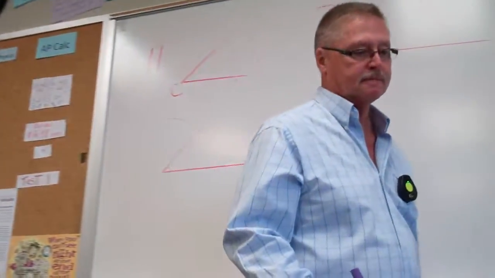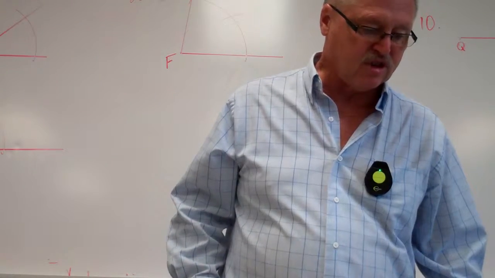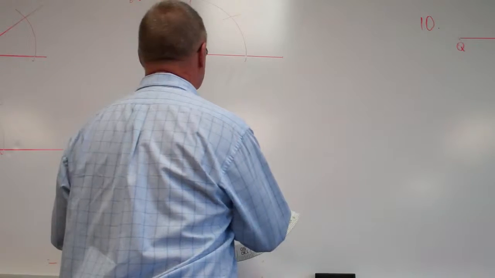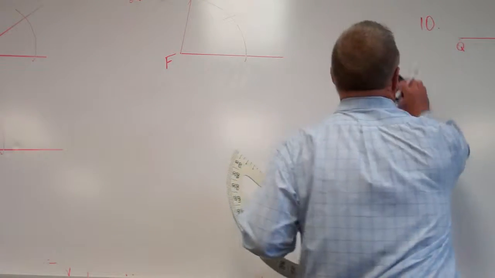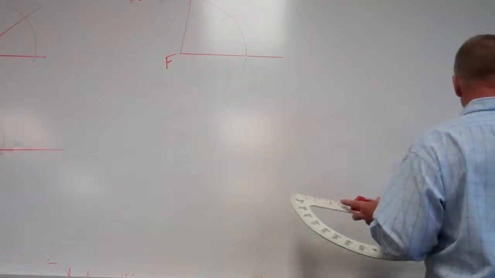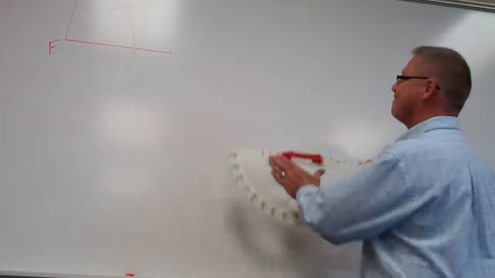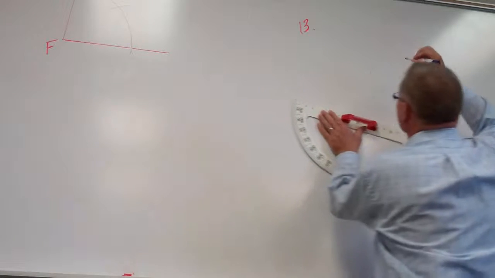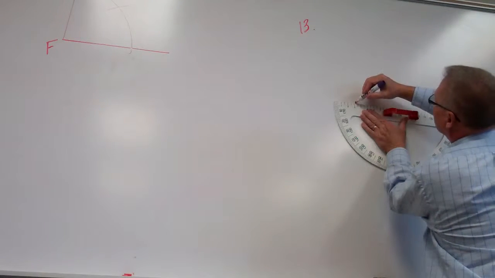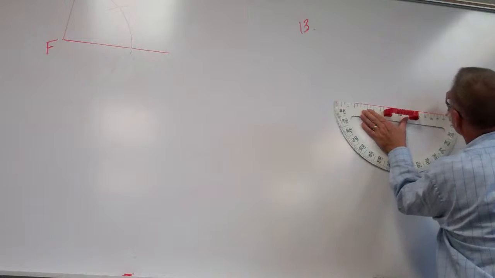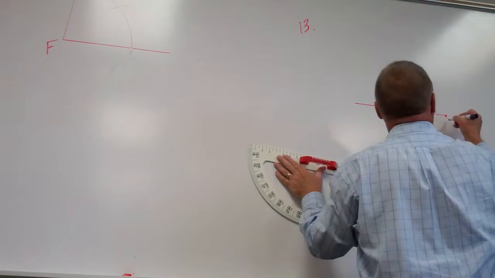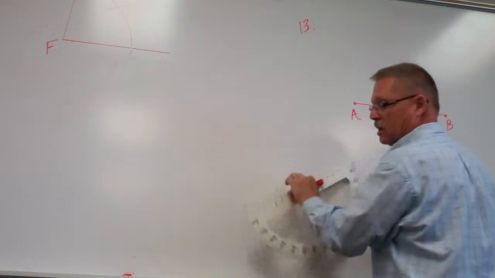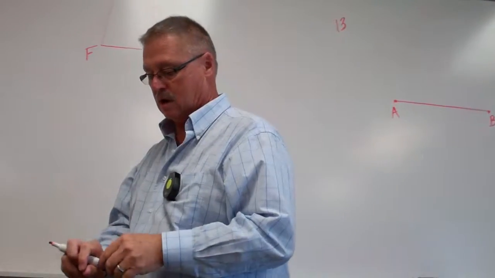Number 13. We have to construct a perpendicular bisector of AB. So we better draw us a new AB. You want to leave some space above and below this AB. We need the perpendicular bisector now.